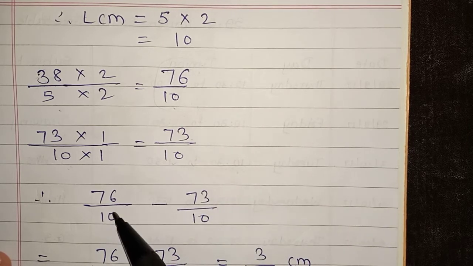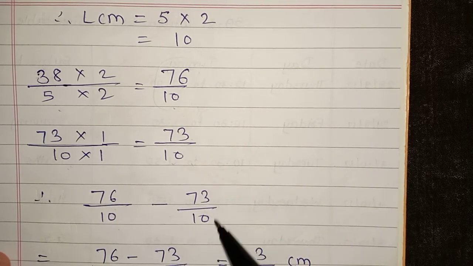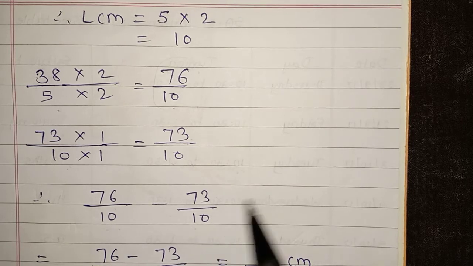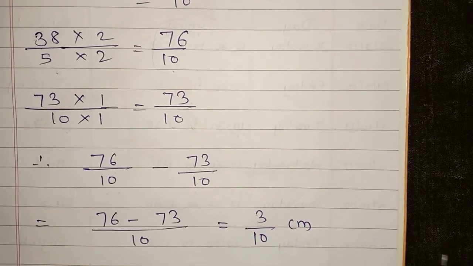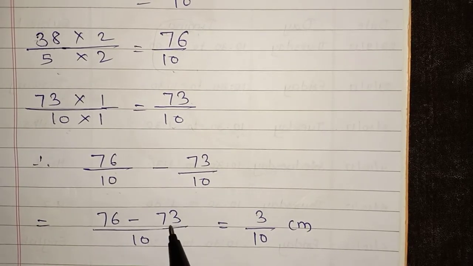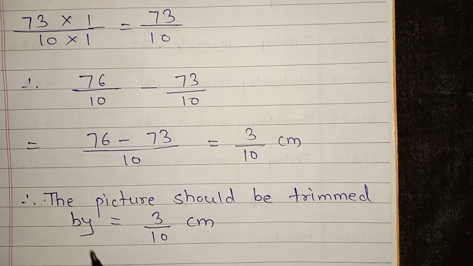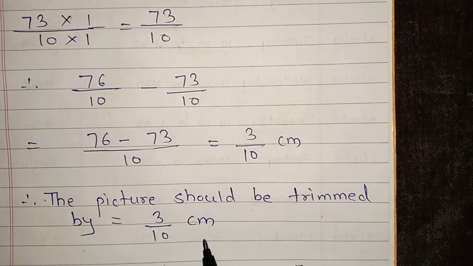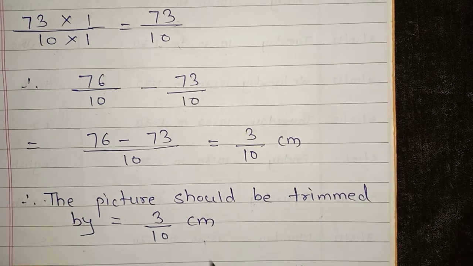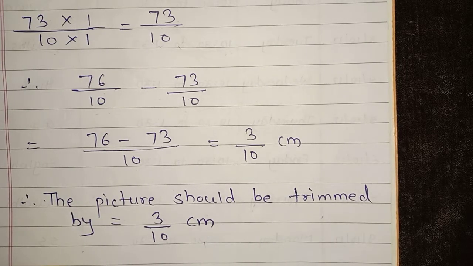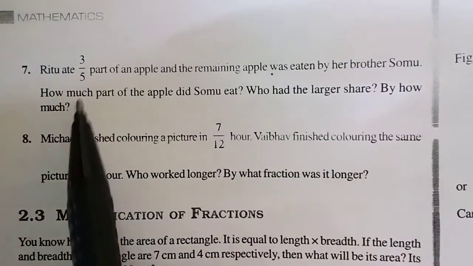Now let's subtract the two fractions. Since the denominator is the same, I got the answer 3/10 centimeter. It means that the picture should be trimmed by 3/10 centimeter so that it can fit into the frame. Now let's see question number 7.